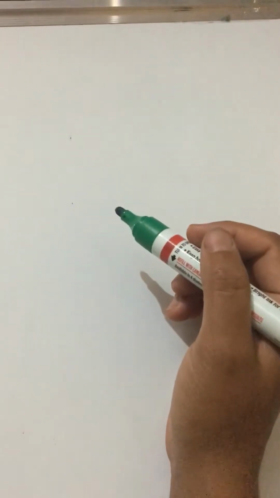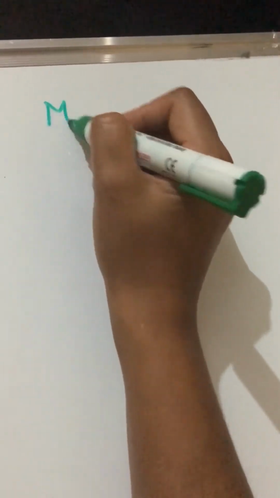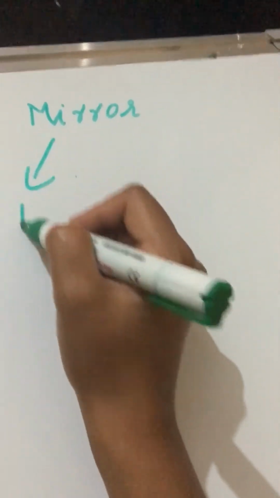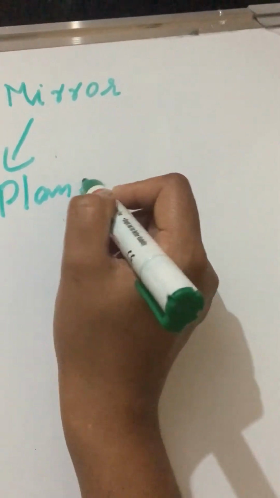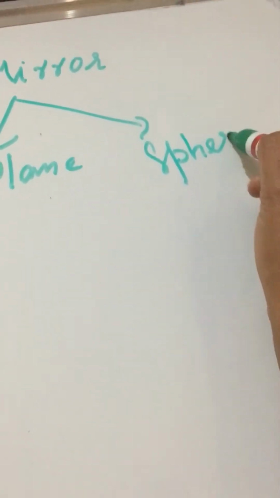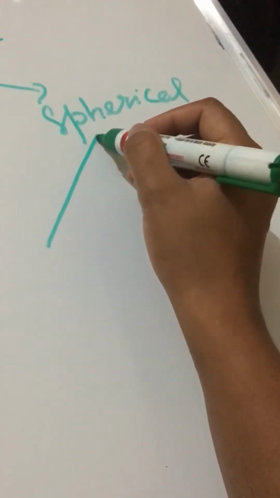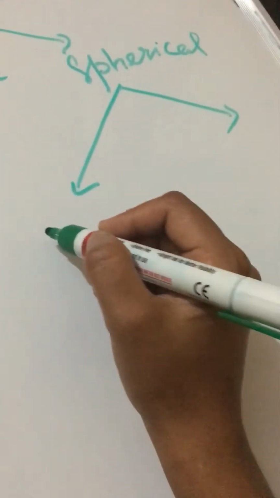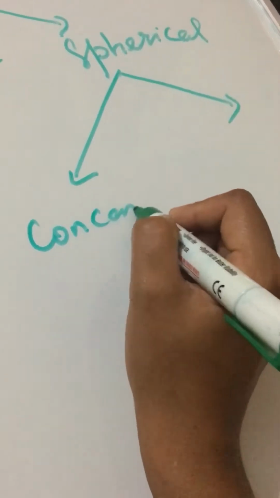Basically in your class, in class 10, we are studying two types of mirror. That is the plane mirror and another is spherical mirror. In the spherical mirror, we again have two types. These are the broad divisions: one is concave and another is convex. These are the spherical mirrors.